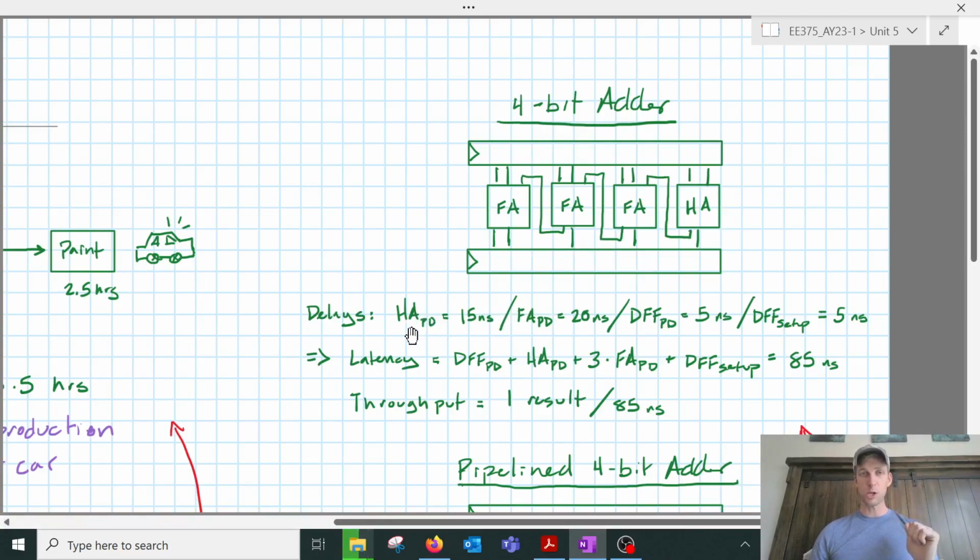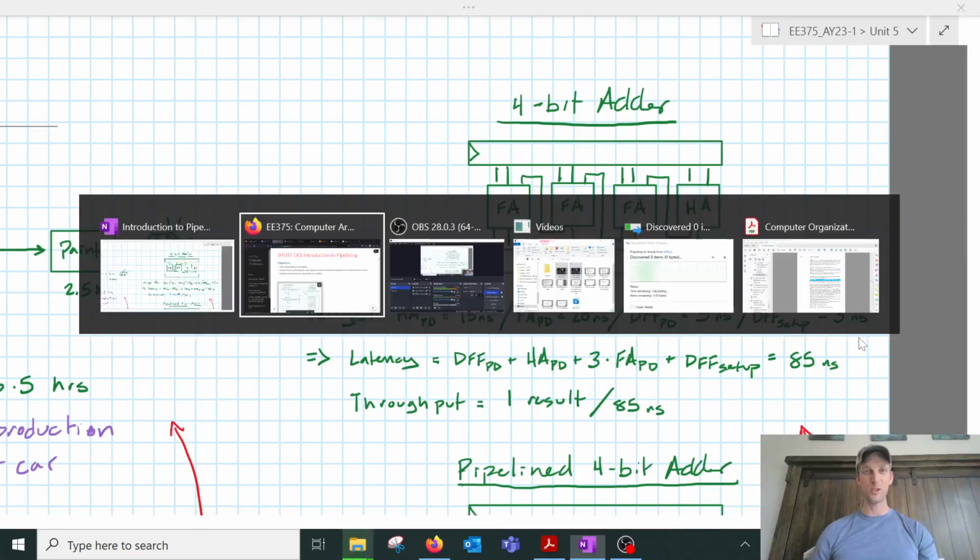And so for this example, we're going to assume that our half adder has a propagation delay of 15 nanoseconds. The full adder has a propagation delay of 20 nanoseconds. And the D flip-flops that I'm using here have propagation delays of 5 nanoseconds and setup times of 5 nanoseconds. Okay, so this is going back to the lesson on time parameters from the E360 that were a little difficult, I think, for some of us back then.